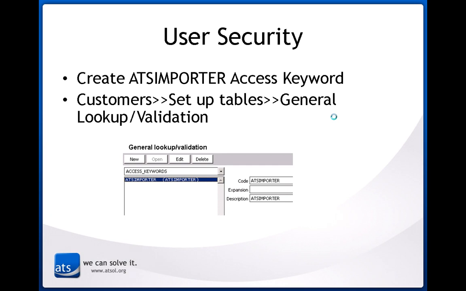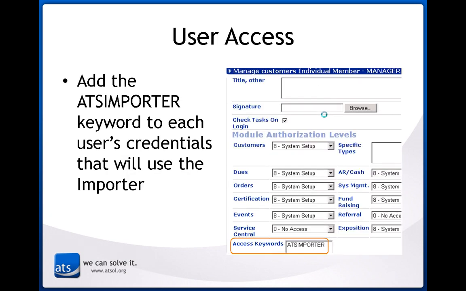User security is controlled by access keywords. Within the access keyword general lookup validation table, you'll enter an entry called ATS importer. Once that's created, you'll add the ATS importer keyword to each user's credentials that you want to be able to use the importer. Only users with this keyword will be able to access it.